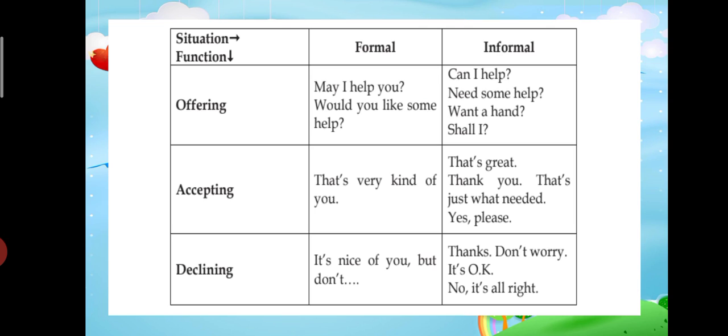Now, when it comes to different situations, how do we frame sentences? Situation and function: let us say offering is a function of the language. The situation can be formal or informal.